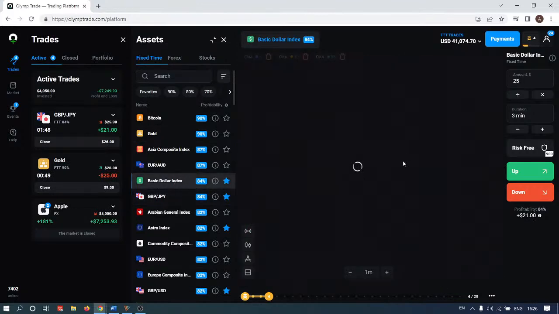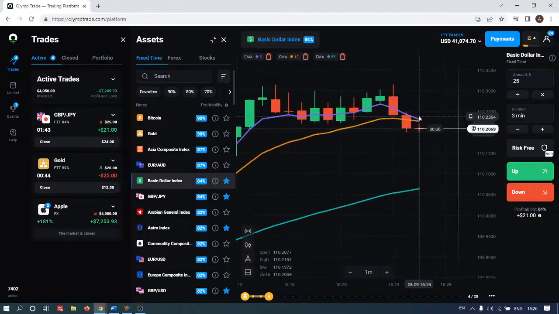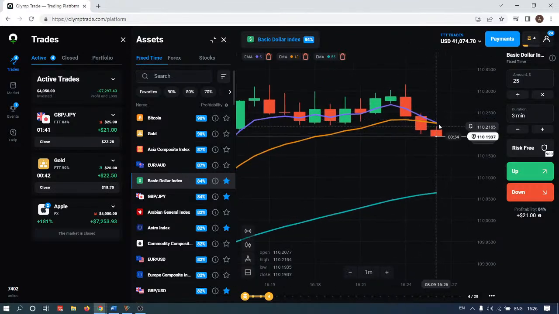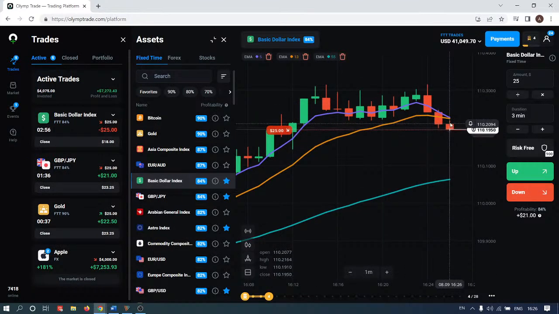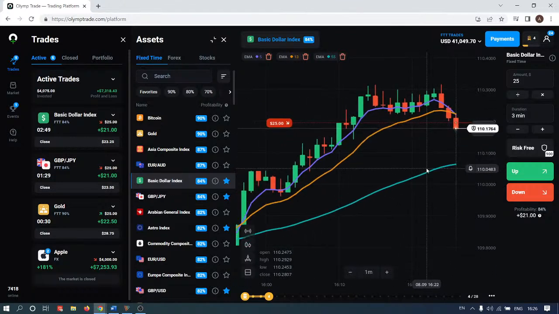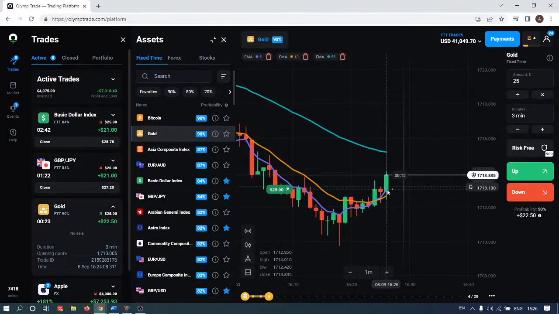So I think I just saw the basic dollar index. I think I want to open a trade here, guys. Yeah, let's just go ahead and open a trade, because this crossing has already happened. We have this blue line already under. The crossing just happened. Wow, nice breakout, or whatever you call it. Not even a breakout, but kind of an upwards push.